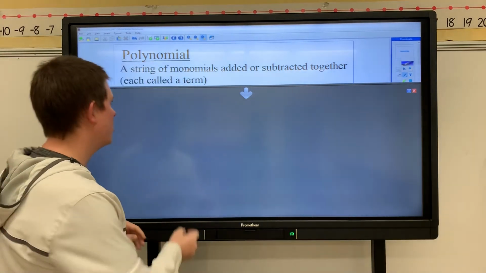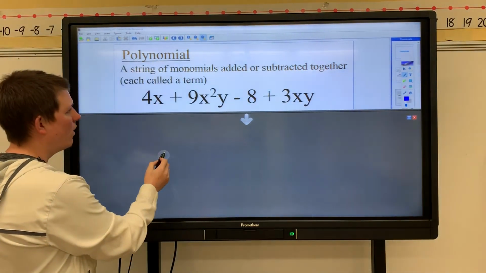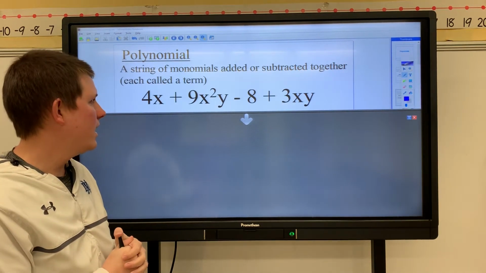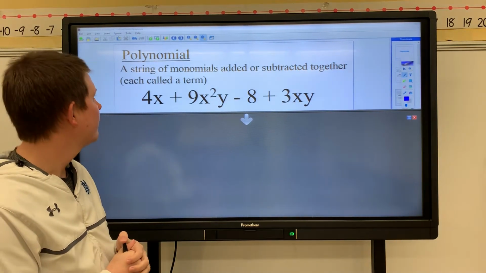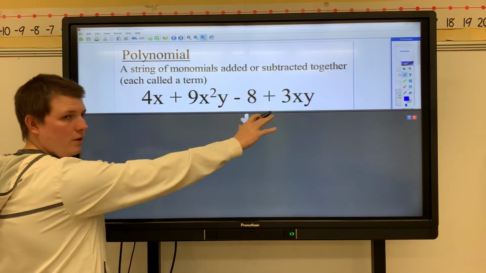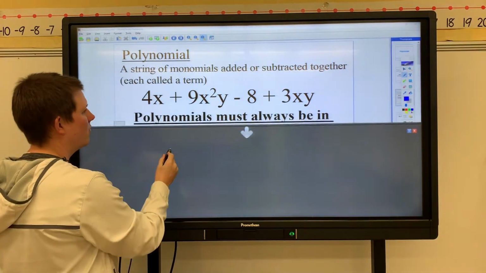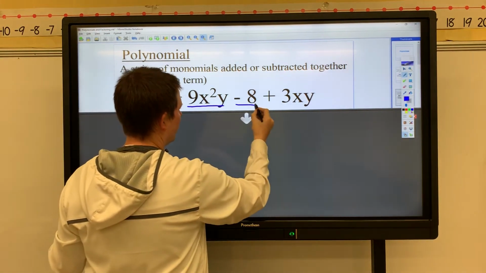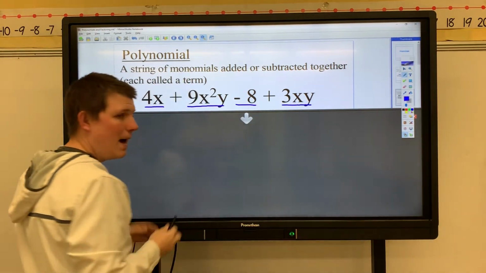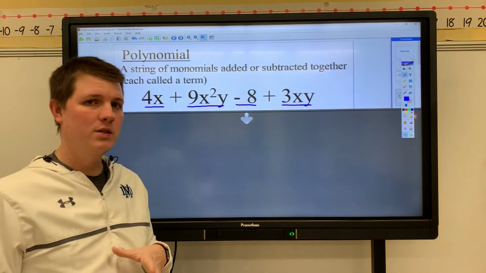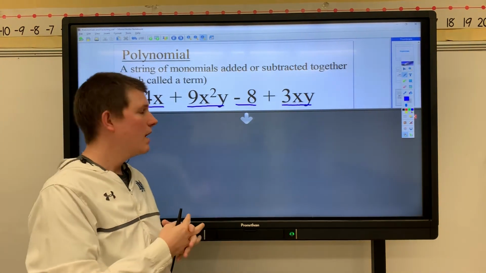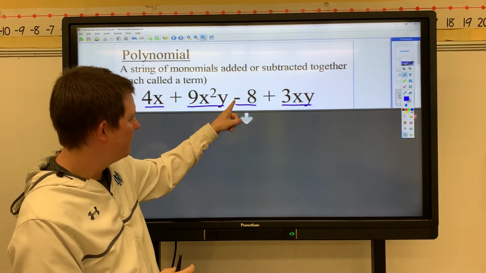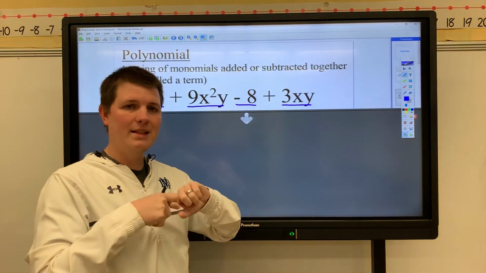So here's an example of what I'm talking about. 4x plus 9x to the second y minus 8 plus 3xy. This is a polynomial. This whole thing is called a polynomial. And what we've done is I have 1, 2, 3, 4 monomials or terms that are combined together. And when we combine these 4 together by either adding them or subtracting them, we connect them together and we make a polynomial.